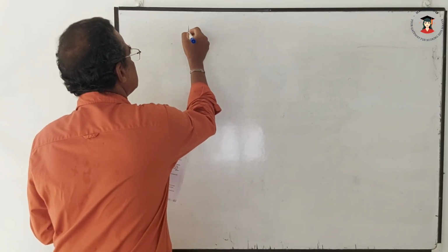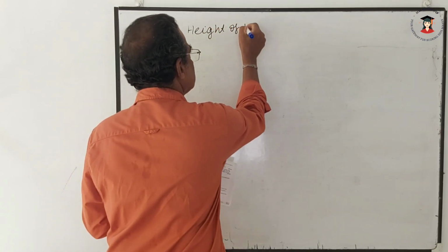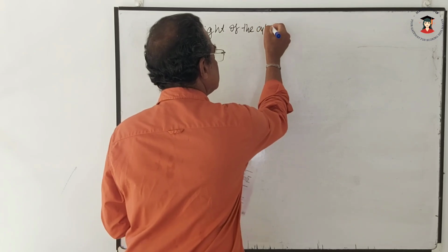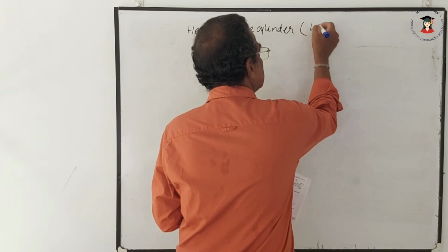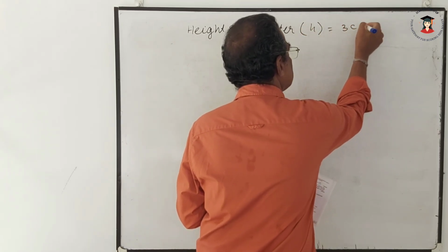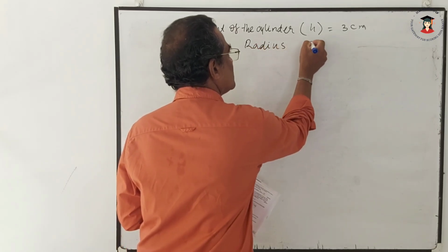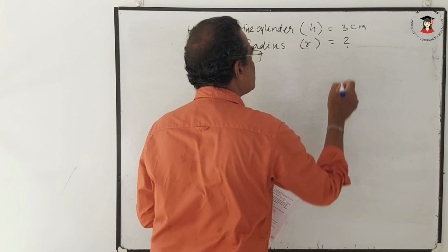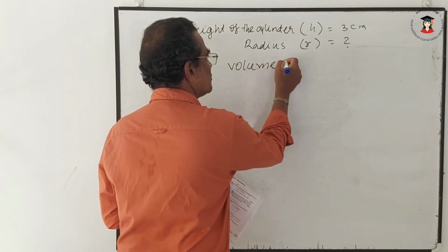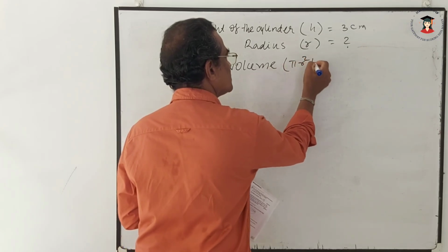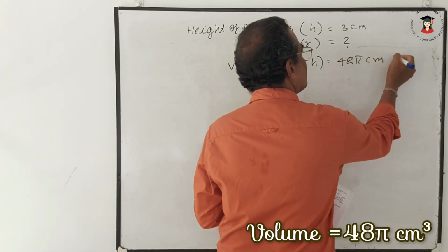The height of the cylinder, we denote it by the letter H. It is given as 3 cm. Radius is not given. R, we need to find it out. But volume is given. Volume, we know the formula is pi R square H and it is given as 48 pi centimeter cube. Given.